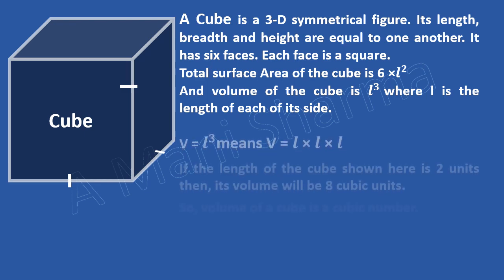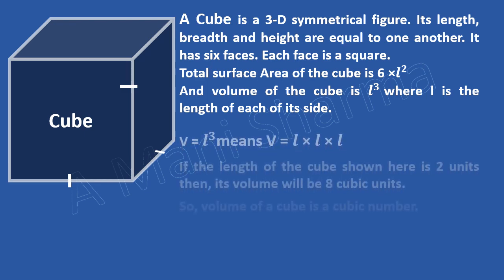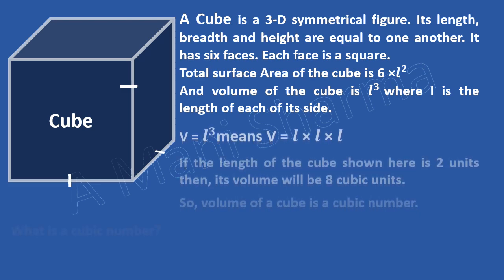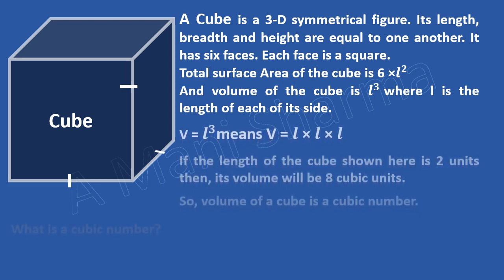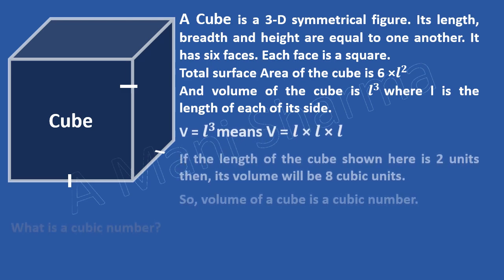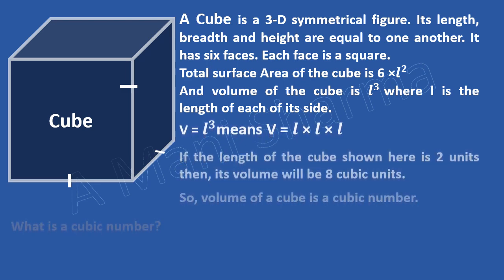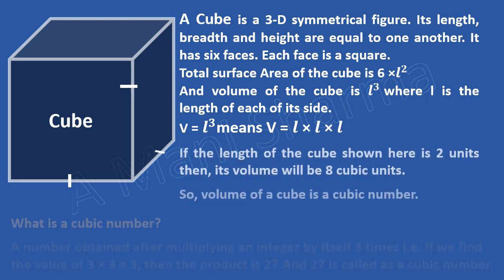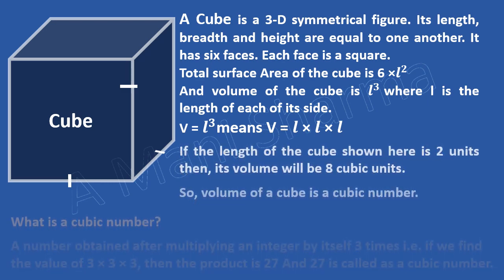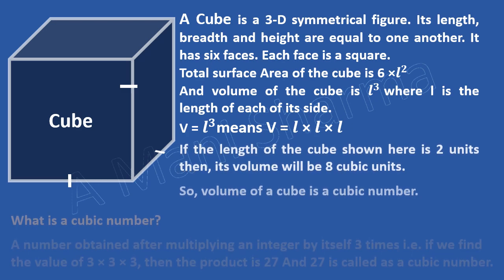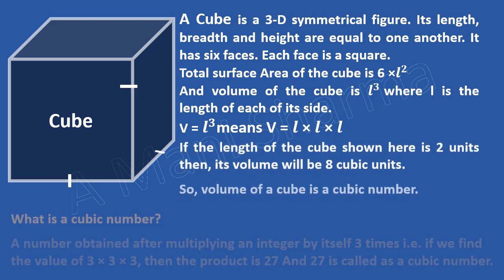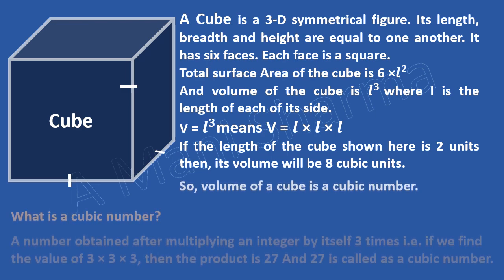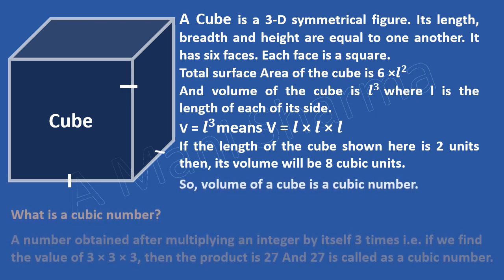Now a cube has 6 faces. Each of its face is a square. So total surface area of the cube is 6 into L square. And the volume of the cube is L cube, where L is the length of each of its side. Whatever I am speaking here regarding the formula for total surface area and volume, you have done with this in your class 7th mensuration part.